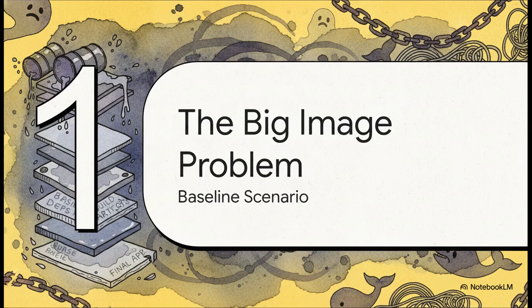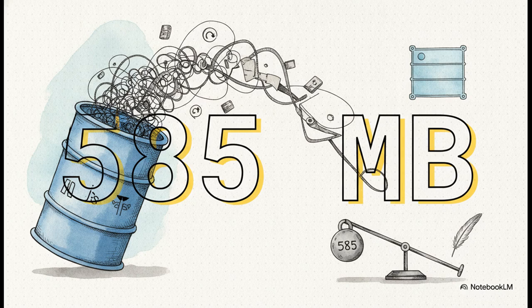Starting off with Section 1, the big Docker image problem. Okay, let's look at exactly what happens when we write a bad Dockerfile. Here's our starting point. We've got a super simple Node.js TypeScript app, literally just a basic server returning an OK status. But when we build it using a standard Ubuntu base image, our resulting Docker image comes out to a staggering 585 megabytes. For a simple Node app, that is completely unacceptable.